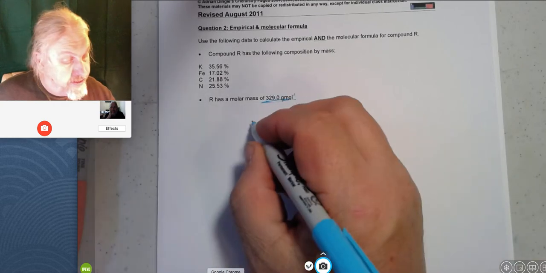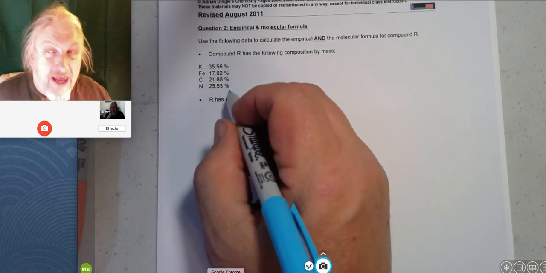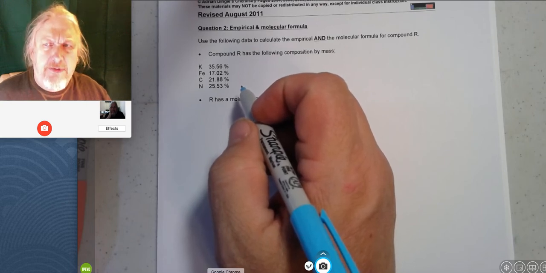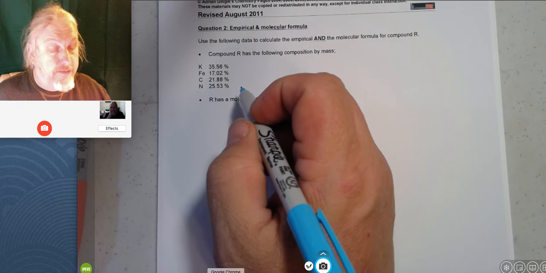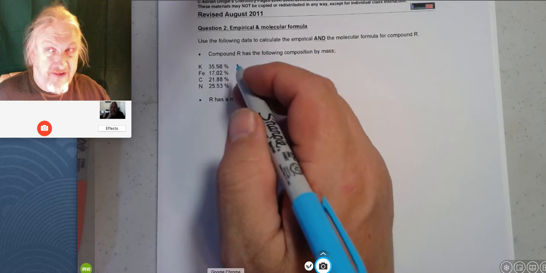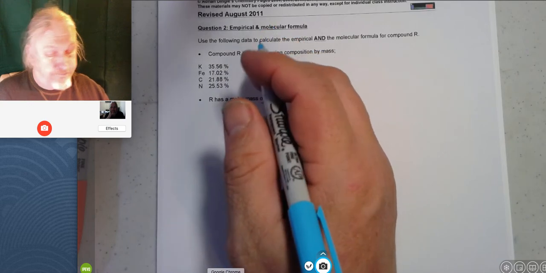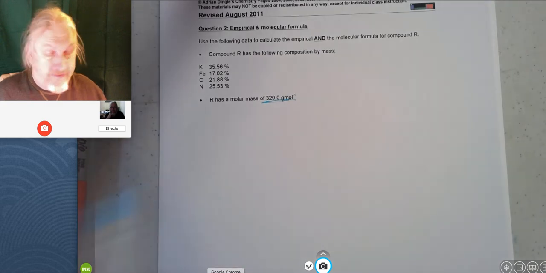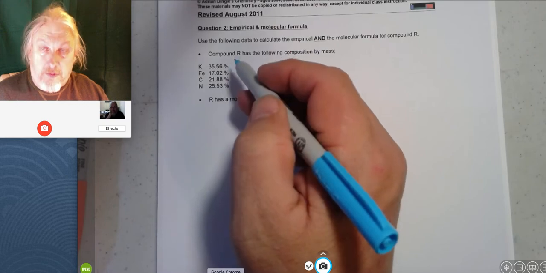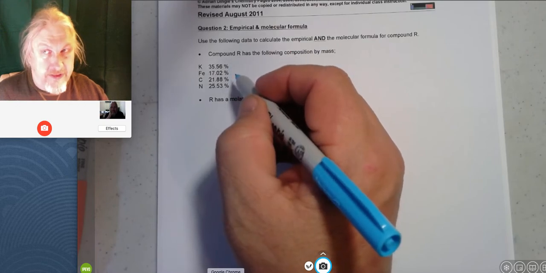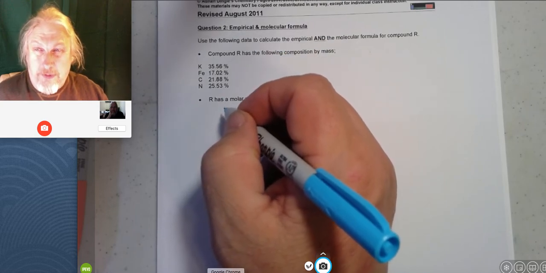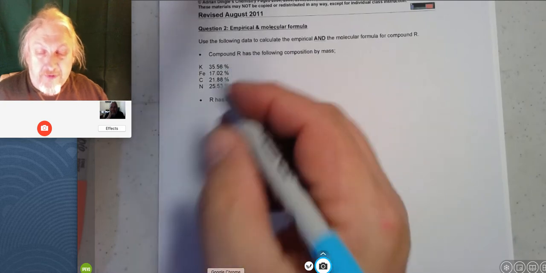So first, let's make an assumption. If we add all this up, guess what our mass is? 100%. So if we assume a 100 gram sample, then potassium would have a mass of 35.56. See where we're going with that? We're going to convert these masses of the sample into moles, then divide the moles by the smallest one to make it a whole number. Then we divide everything else by that, and hopefully we'll get some whole numbers.